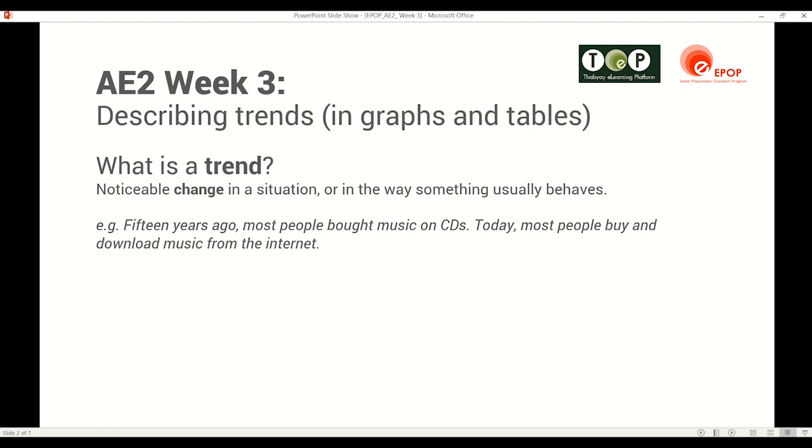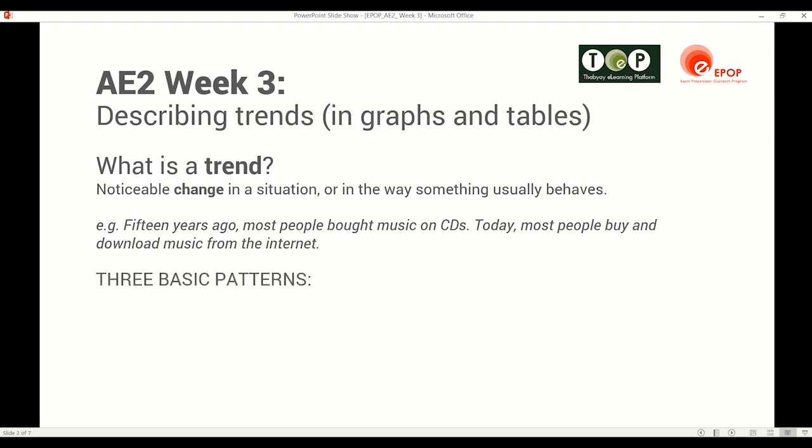So for example, 15 years ago, most people bought music on CDs. Today, most people buy and download music from the internet. So these two sentences are showing different trends in the way that people are buying and obtaining music.